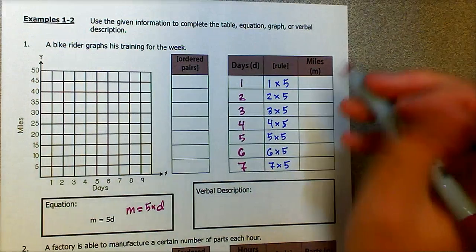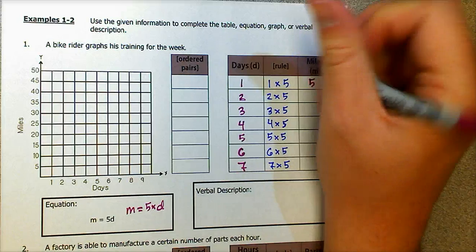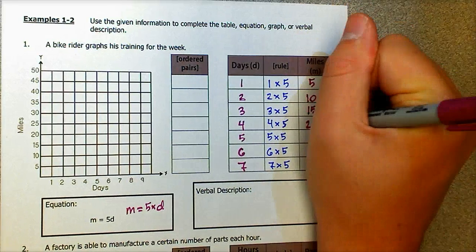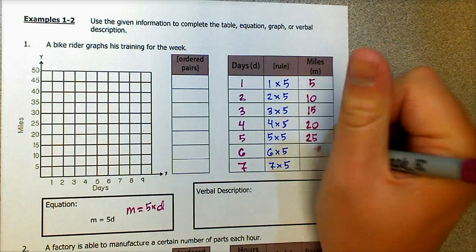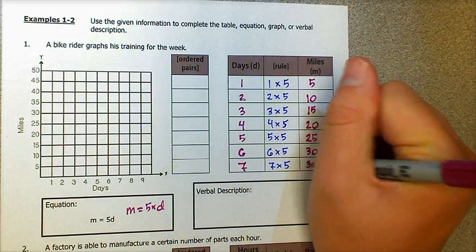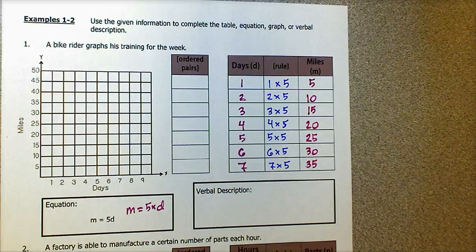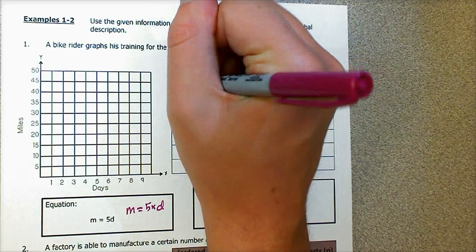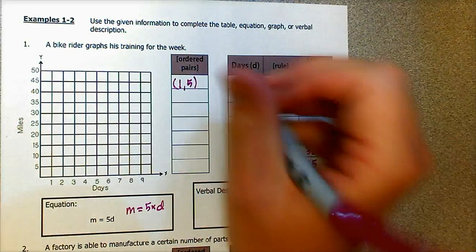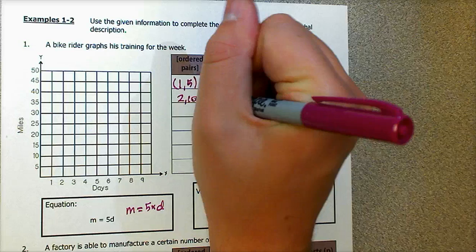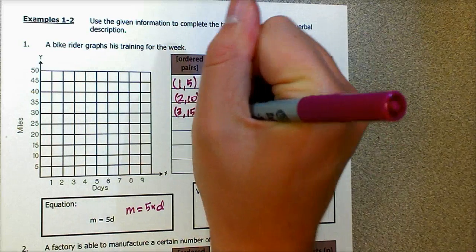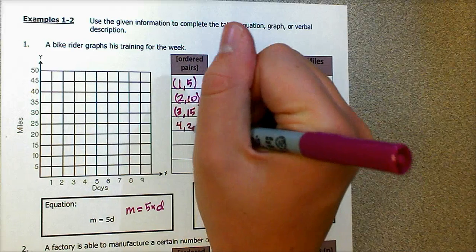Well, 1 times 5 would be 5, 2 times 5 would be 10, 3 times 5 would be 15, and so we'll just keep on going by 5s through our miles column. So that means our ordered pairs are going to be the following. 1, 5 would be our first ordered pair. 2, 10. 3, 15. And then 4, 20, etc.